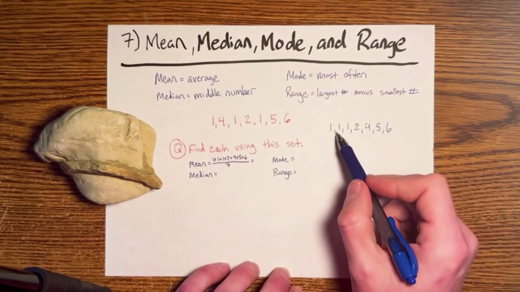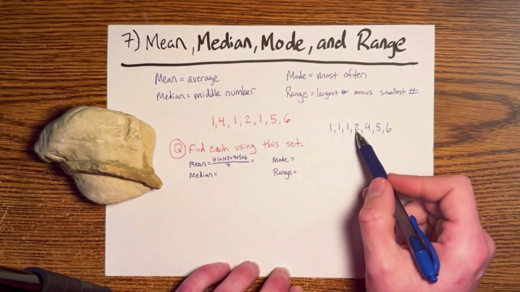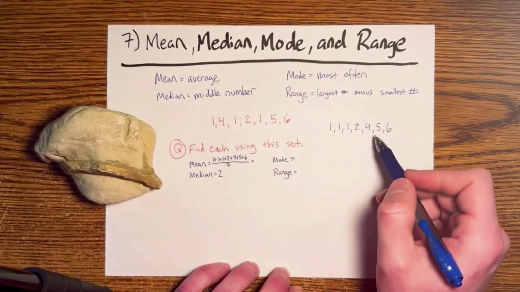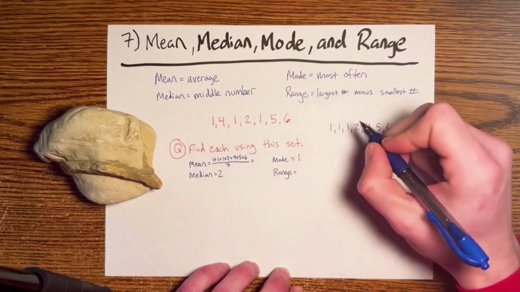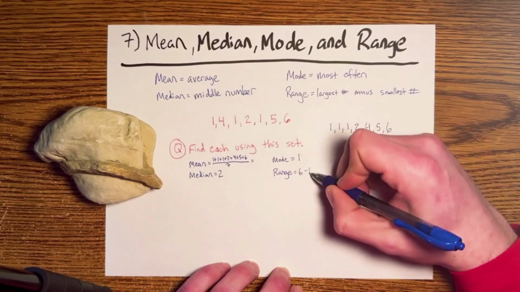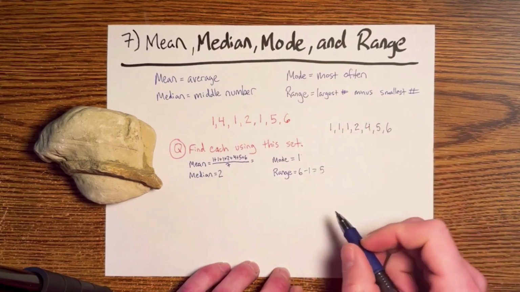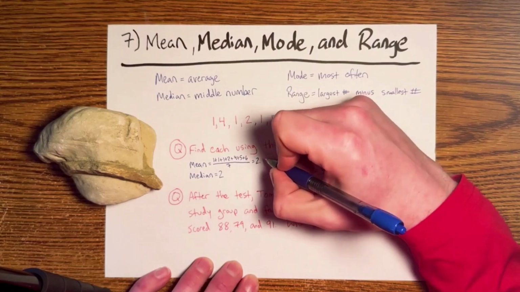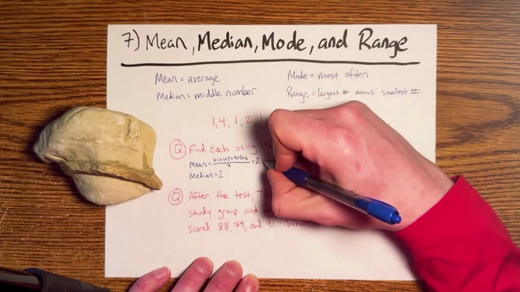The median is the middlemost number. We can see that here is going to be 2. The mode is the most often occurring number, which is 1. It occurs 3 times. And the range is going to be the biggest number minus the smallest number, so that would be 5. I didn't want to leave you in suspense, so the answer here, that average, turned out to be 2.9.